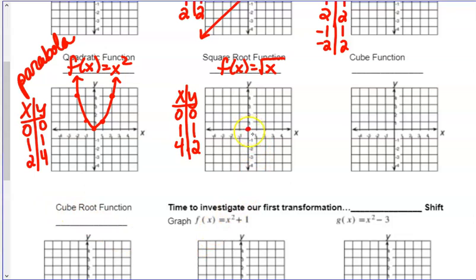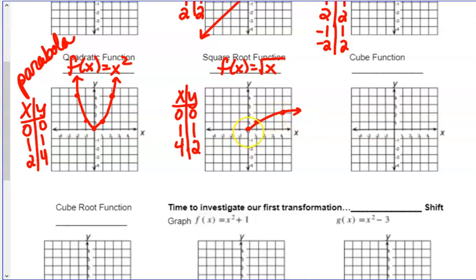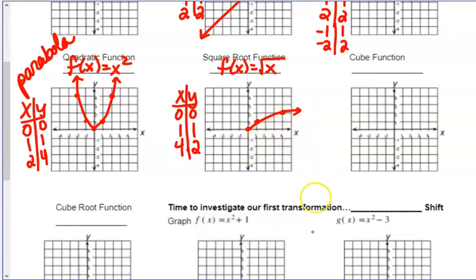So we have (0, 0), (1, 1), and (4, 2), which gives me that square root function. Here, this is only half of a parabola. If I were to do this, that would make a full one. But for the square root, we only get this piece here, okay? If I did the other part, it would not be a function.